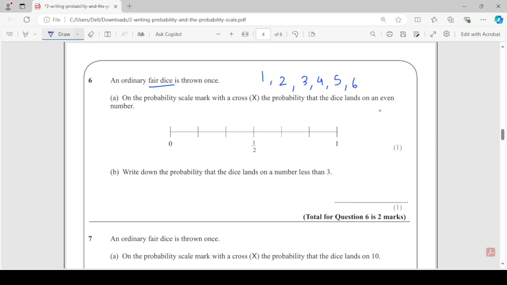Now, probability of getting an even number, you have 2, 4, and 6. So it's 3 over 6. If we simplify, it's 1 over 2. That's a half. Write down the probability the dice lands on a number less than 3. Less than 3 is 1 and 2. So it's 2 over 6.